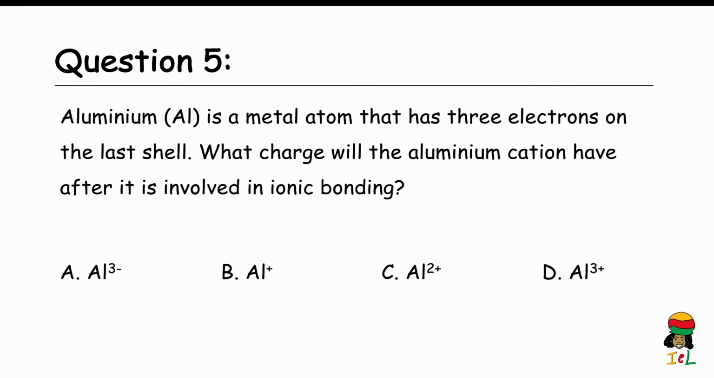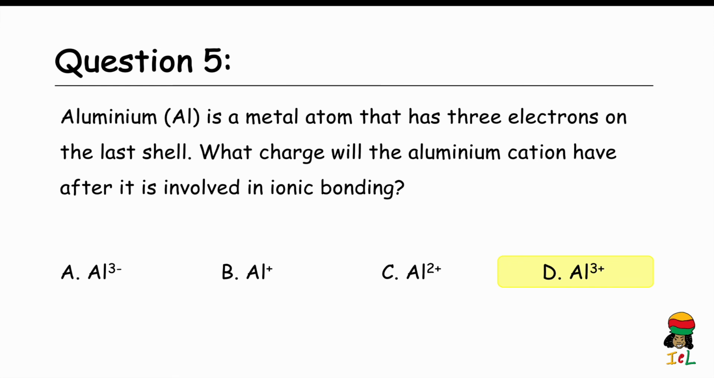Question 5. Aluminium, chemical symbol Al, is a metal atom that has 3 electrons on the last shell. What charge will the aluminium cation have after it is involved in ionic bonding? A. Al3-, B. Al+, C. Al2+, D. Al3+. The answer is D, Al3+.